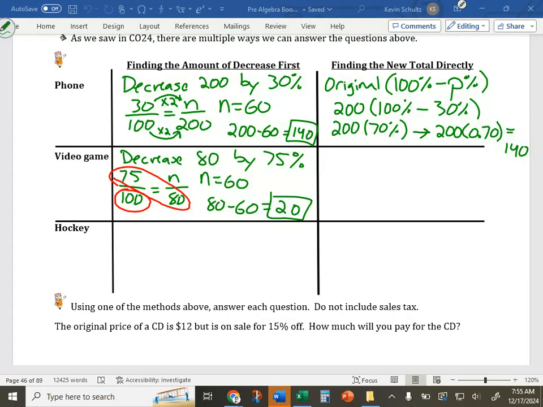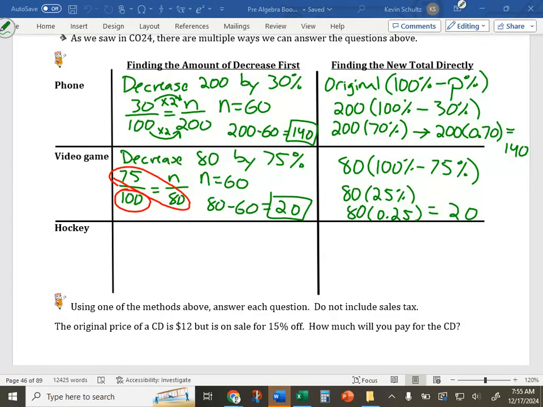Okay? So for the second one, decreasing 80 by 75%, our original is 80. We're subtracting 75% because we're decreasing. And if you take 75% away from something, what percent is left? You start with 100%, you take 75% away, what percent is left? 25%, right? So 80 times 25%, or 80 times 0.25 is going to give us that 20 answer directly.